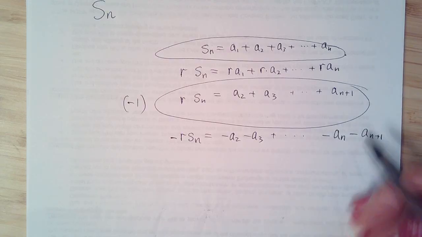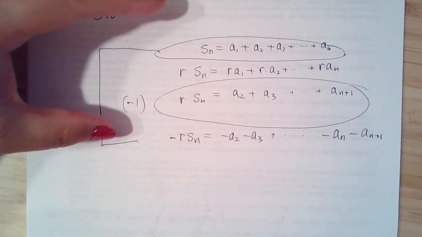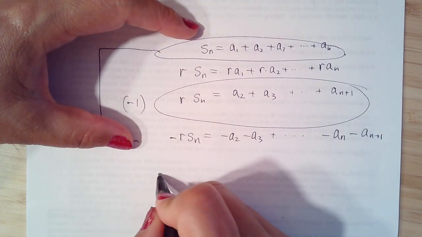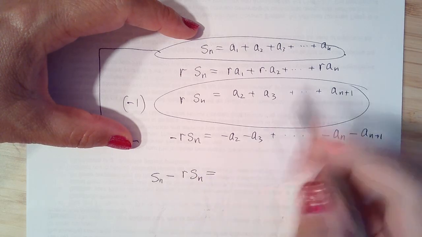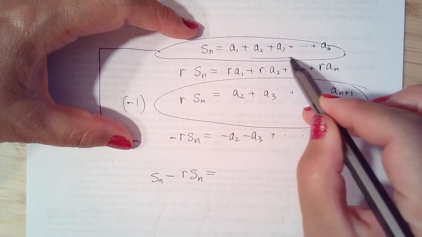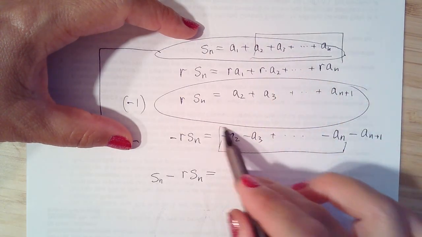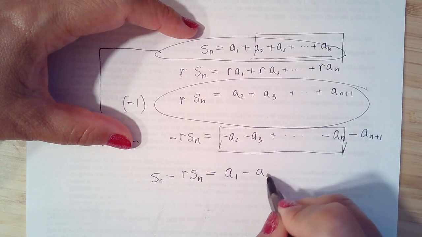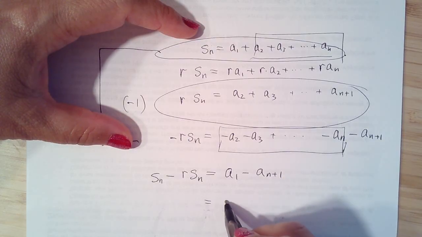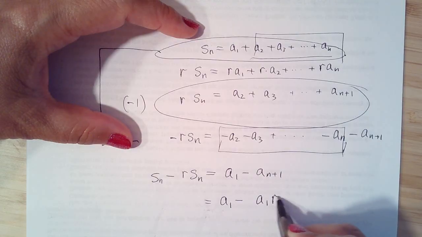Make sense? And then I need to add these two together. If I add these two together, I will get as n minus r as n equals... Did you notice that your a2 all the way to an get cancelled? Because positive and negative get cancelled. So I will have a1 minus a n plus 1. But I don't really care about a n plus 1. I just replace this with the formula itself.